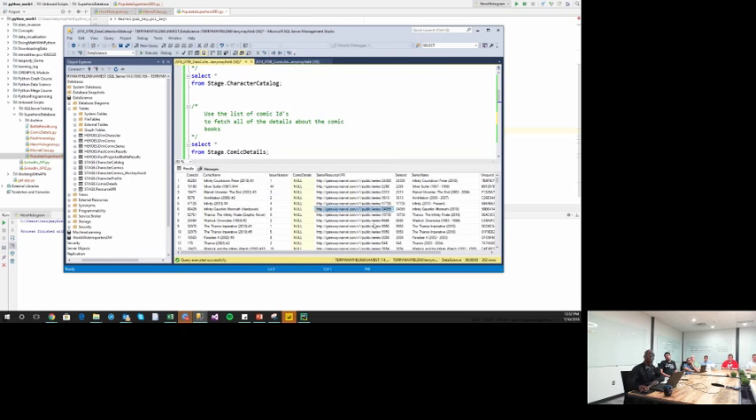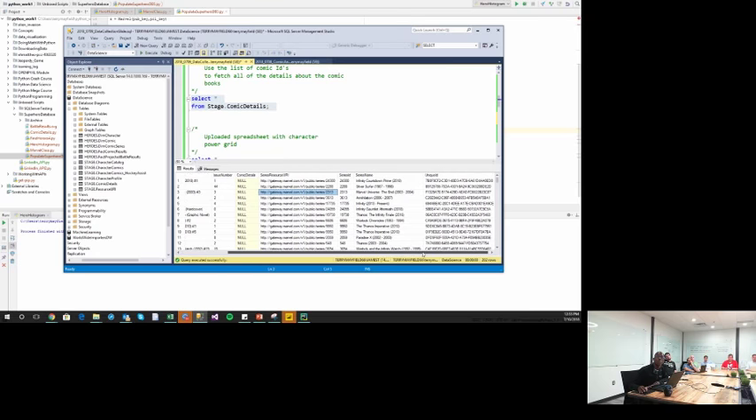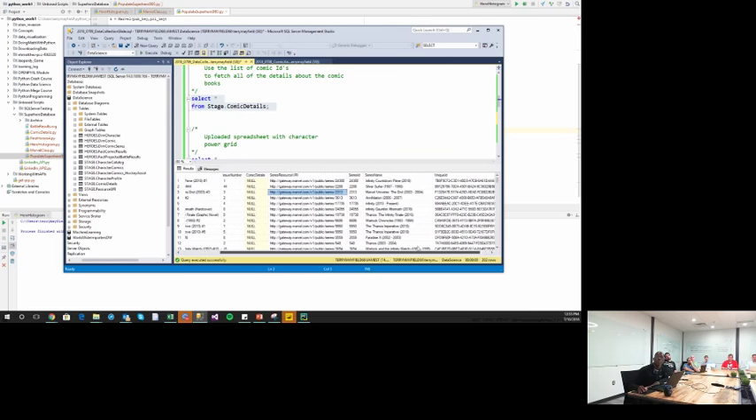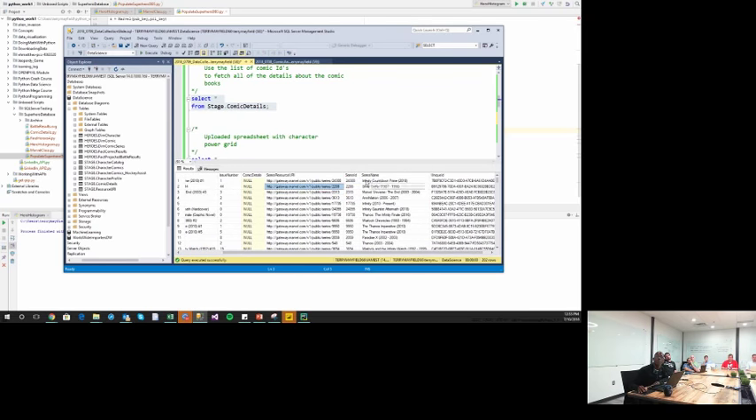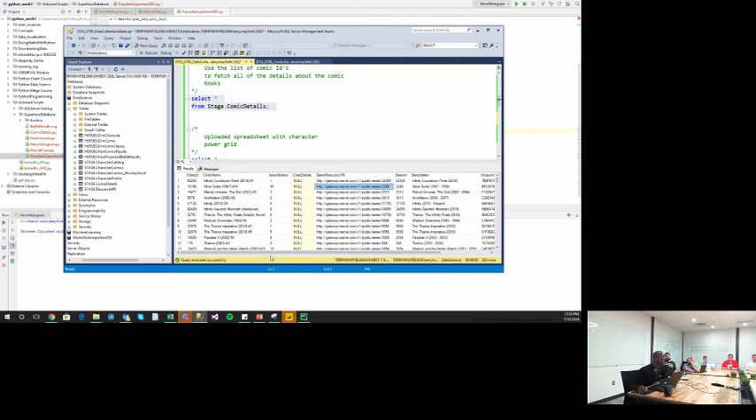So you'll see here in the comic details table, we pulled data related to the series, and then we sort by the issue number to figure out where the series starts and ends. Any question on that?